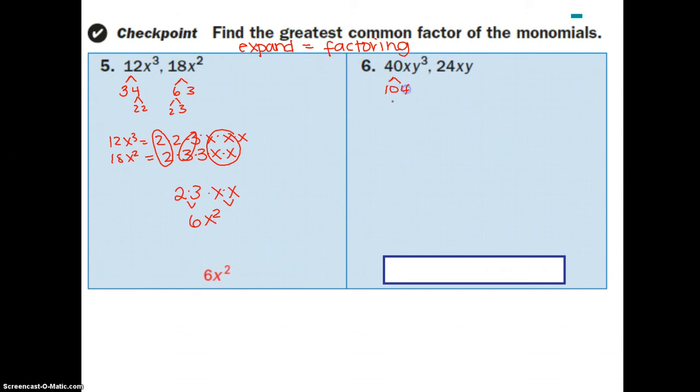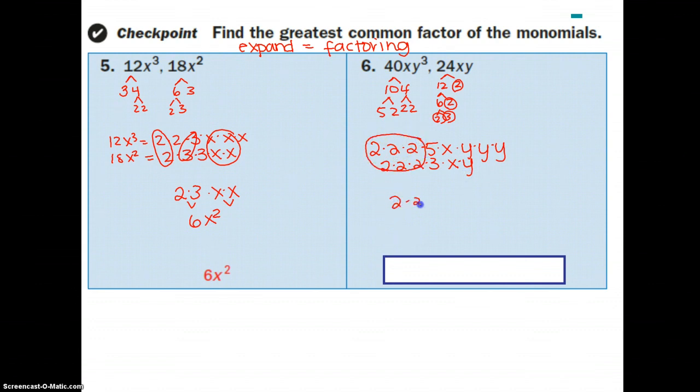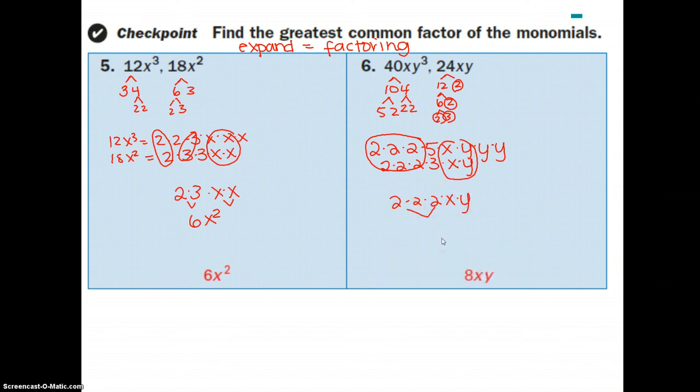40 is 10 and 4. 10 becomes 5 and 2. 4 becomes 2 and 2. So you have 2 times 2 times 2 times 5, an x, and 3 y's. Remember, expand out the variables. 24 a couple of ways: 12 times 2, 6 times 2, and 2 times 3. And again, make sure you have all the 2's. So you have 3 2's, and a 3, 1 x, 1 y. What's in common? 3 2's, an x, and a y. So 2 times 2 times 2 is 8xy.